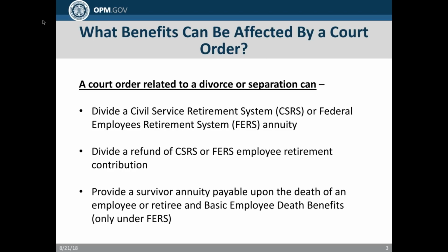A court order related to divorce or separation can divide the Civil Service Retirement System, which is also called CSRS, or the Federal Employees Retirement System, which is called the FERS annuity. It can divide a refund of CSRS or FERS employee retirement contributions. It also can provide a survivor annuity payable upon the death of an employee or retiree, and a basic death benefit only under FERS.